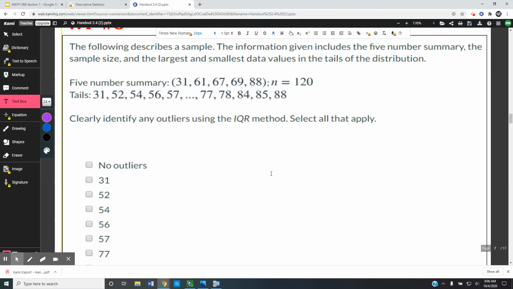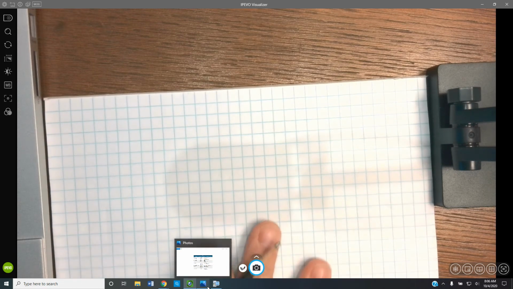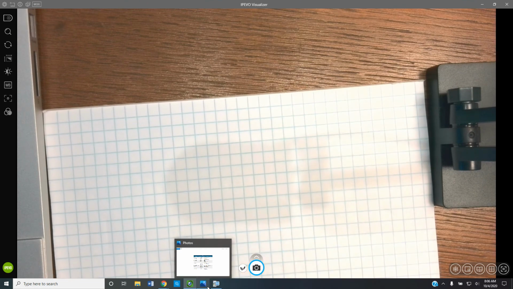So let me get my paper warmed up. What we're going to do is use that IQR method that comes from Q3 minus Q1. And I'm going to switch over to camera so we can do the math here. I obviously have to have the data in front of me in order to do this. Okay, so first of all, let's find a Q1 and a Q3 value here.